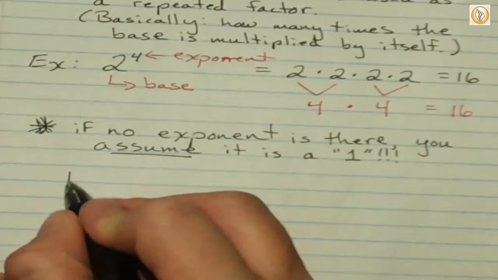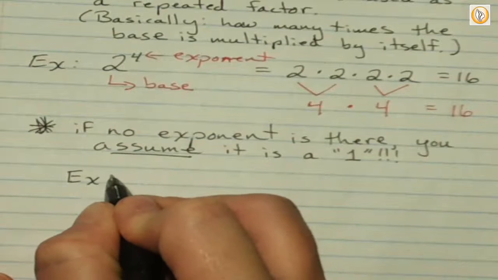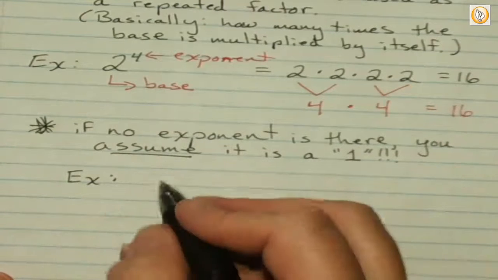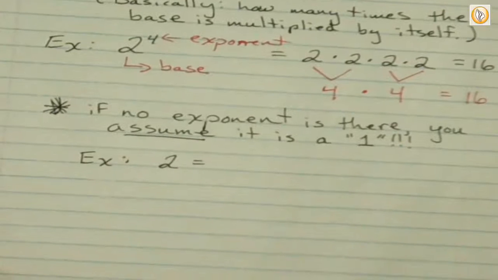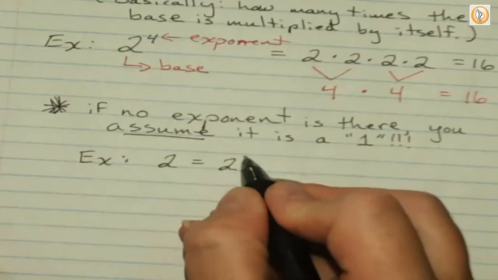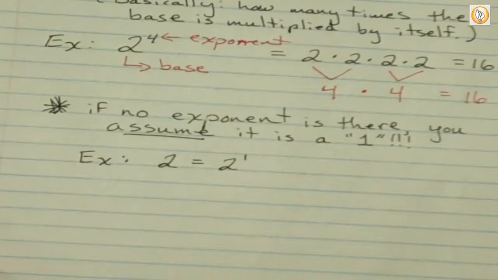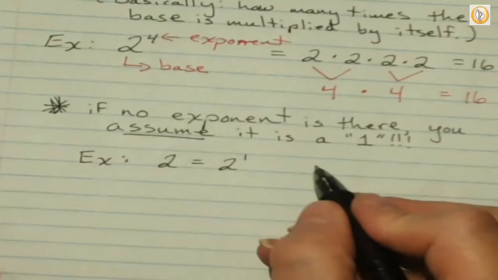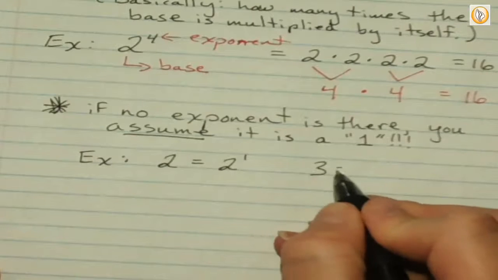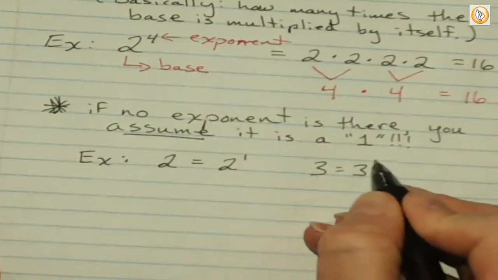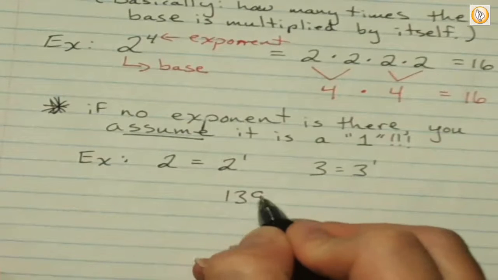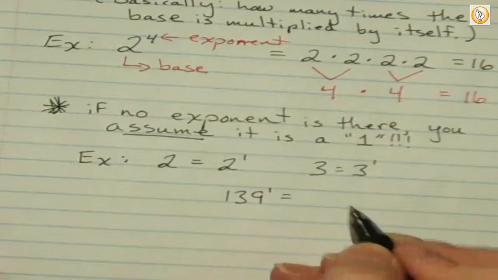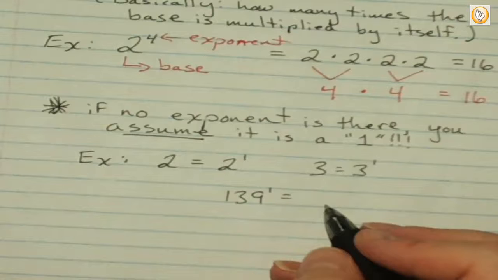For example, let's say I have 2. Then that would be 2 to the 1st power. If I have a 3, that is 3 to the 1st power. What if I have 139 to the 1st power? That would be 139.